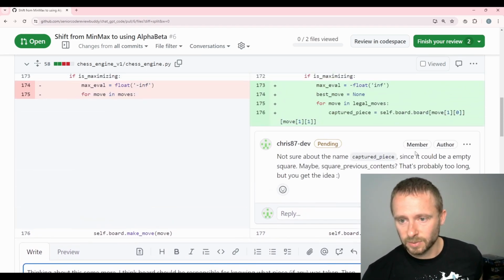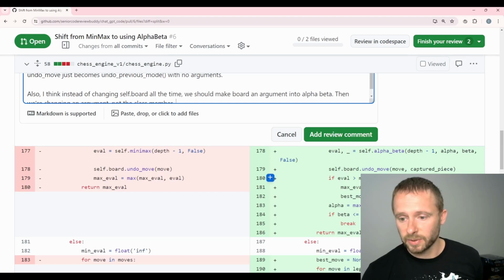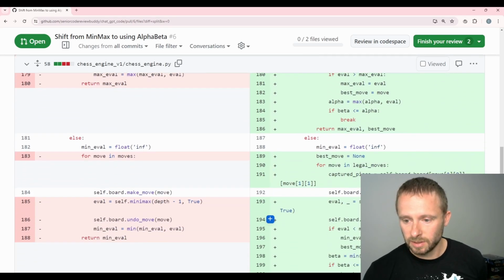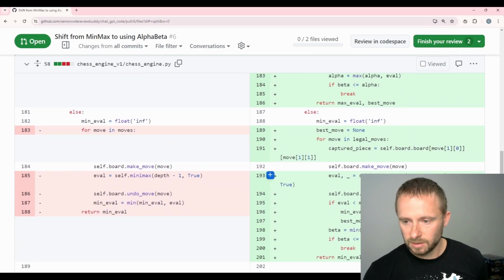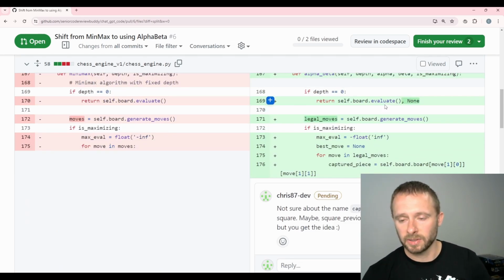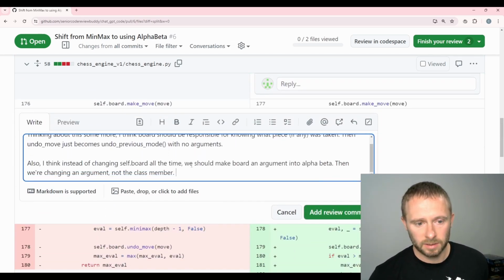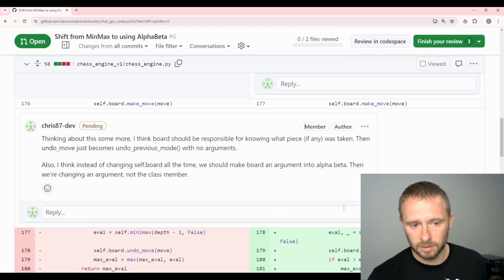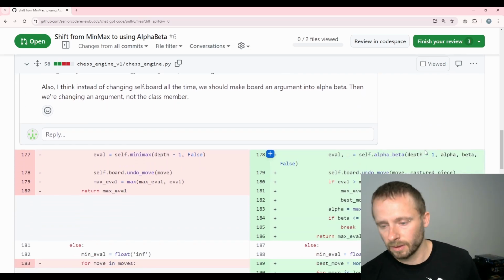Although, I guess it would probably change because the evaluation function should be... Where is that? That's up here. Yeah, because evaluate should be part of the engine, not part of the board. So I think that makes it clearer.